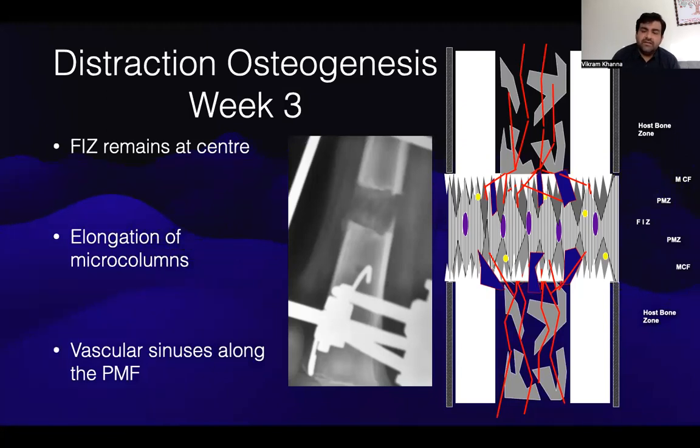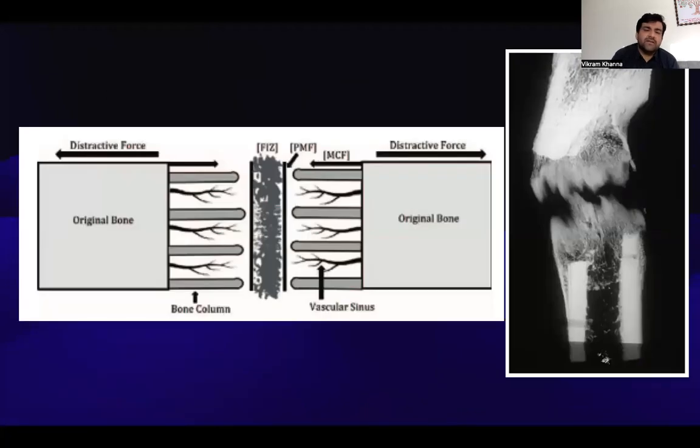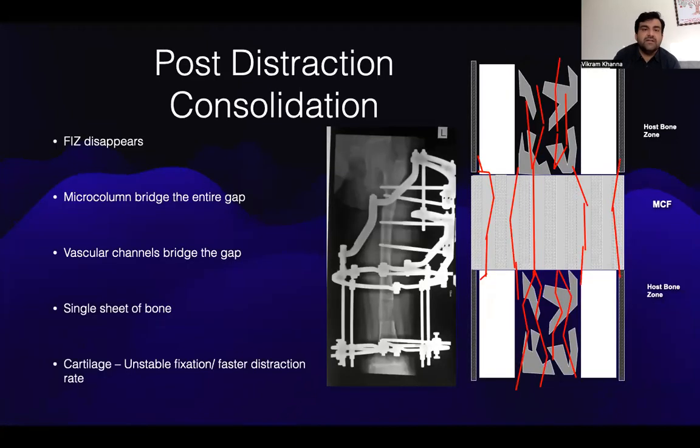And in this image, it is very well depicted what I'm saying. The fibrous interzone in the center, next to it is the primary mineralization front. Next to it is the microcolumn formation with the vascular sinuses in between. And there we see the histological pictures as well.